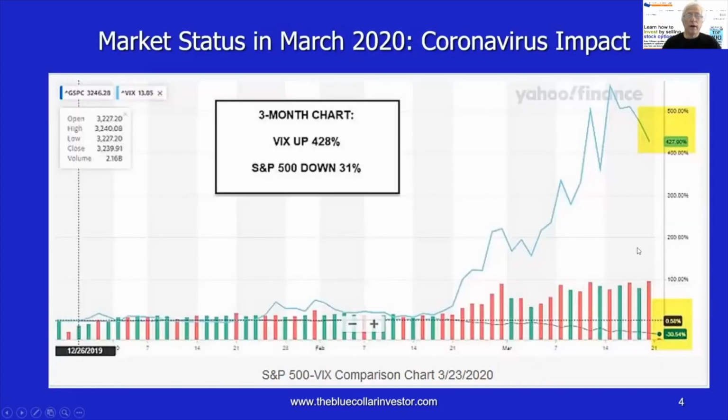Now, if we took a look at the S&P 500, the 3-month price chart, and VIX comparison chart, wow, that is something else, because this happened right during the COVID-19 crash in March of 2020. At that particular point in time, if you looked at a chart in March, you would see the VIX, the CBOE volatility index, was up a whopping 428%, a really bearish signal. And the S&P 500 in that 3-month time frame went down 31%. Ouch.